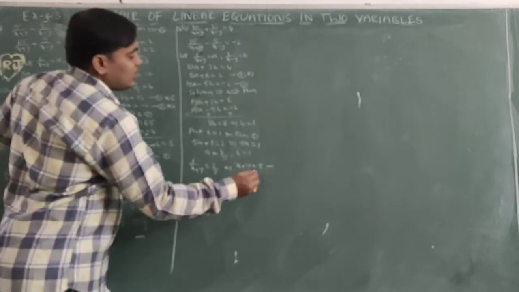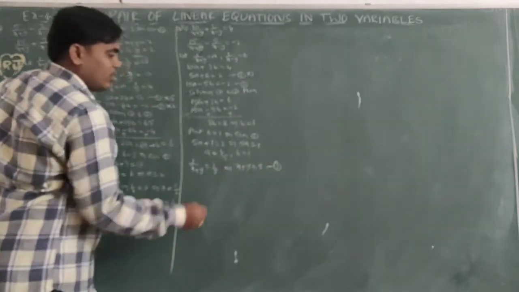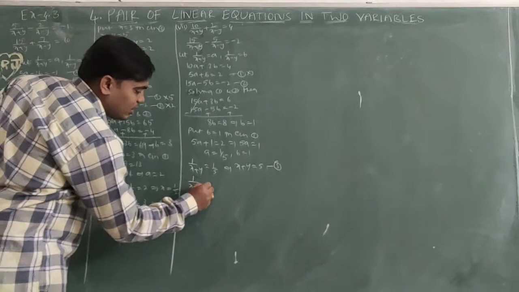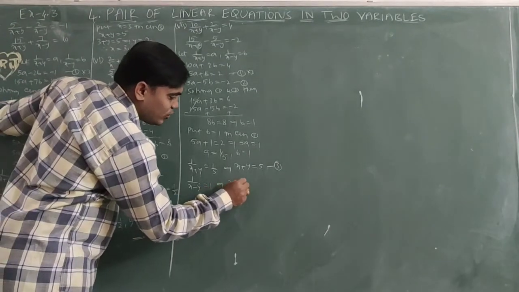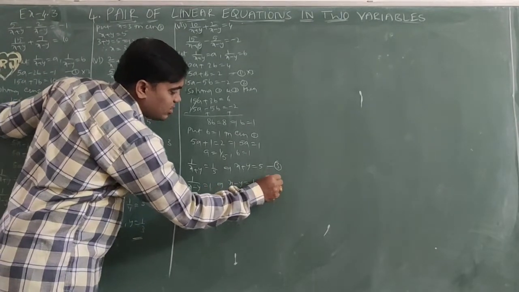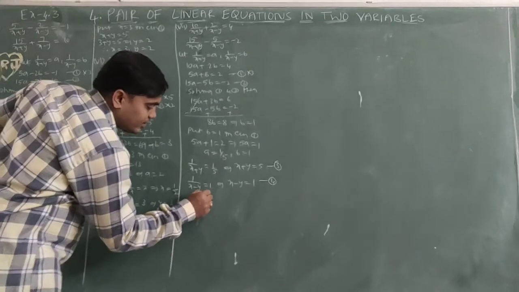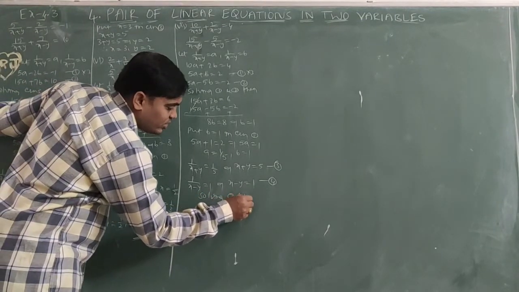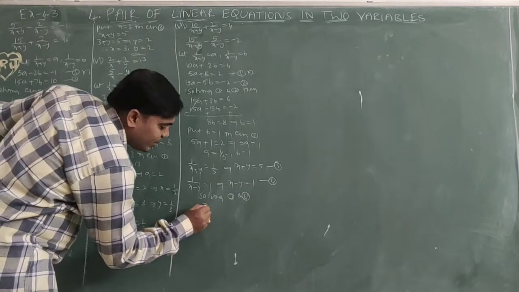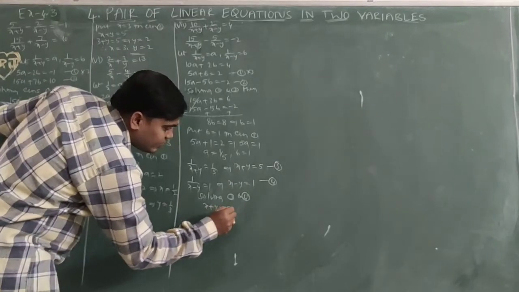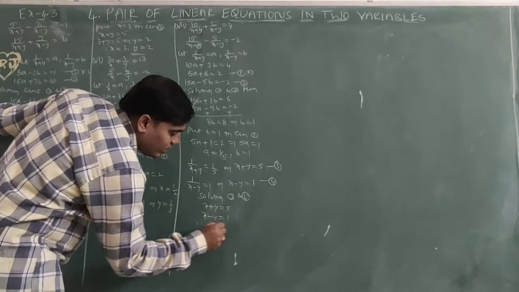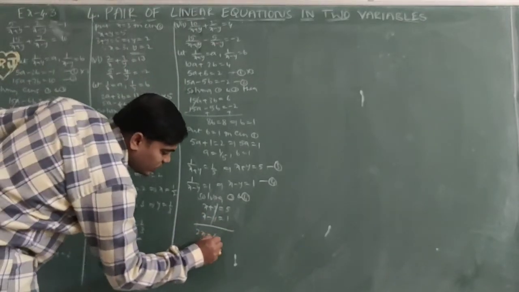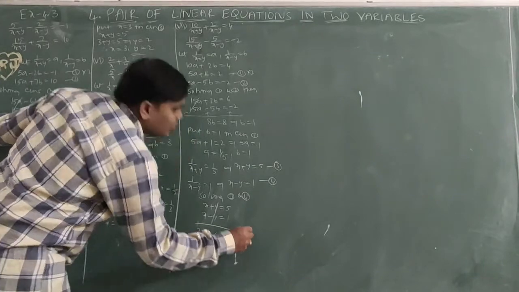Equation number 3. Next, 1 by x minus y equal to 1 implies x minus y equal to 1. Equation 4. So solving 3 and 4: x plus y equal to 5, x minus y equal to 1. y gets cancelled. 2x equal to 6 implies x equal to 3.